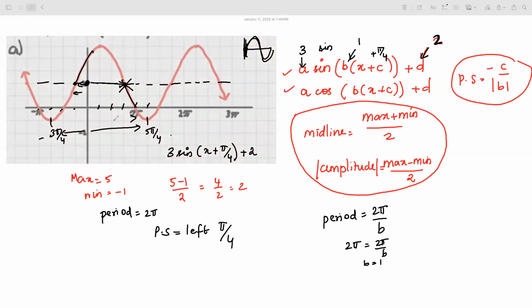For the cos function, what do we do? Same, right? Nothing is going to change much. 3 cos, B is going to remain the same because 2 pi is the same period. So this is going to be 1, but the phase shift is going to differ. Everything is the same, but the phase shift for the cos function, how are we going to say?